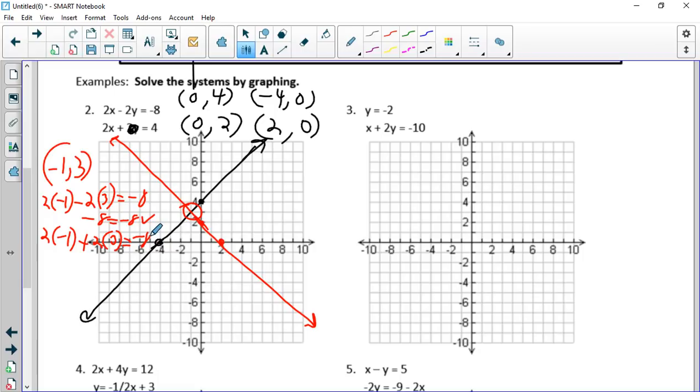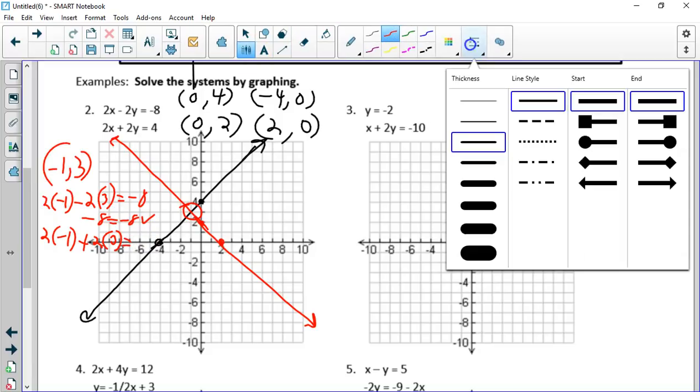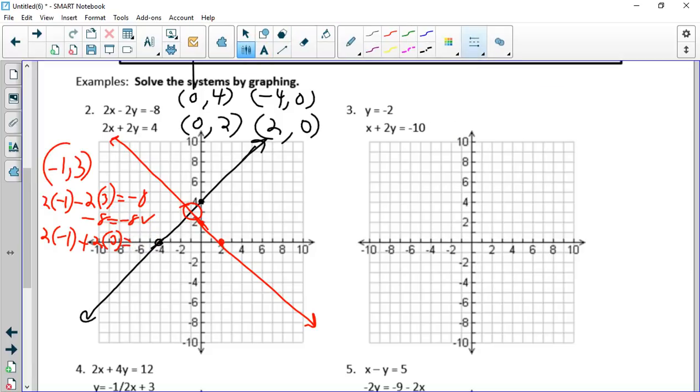Well, that's going to be negative 2. Of course, it'll help if I pay attention, and that's going to be not negative 8, but it's equal to 4. So that gives me 6 minus 2, 4 equals 4. Check. Good to go. I confirmed that that point is on both lines.